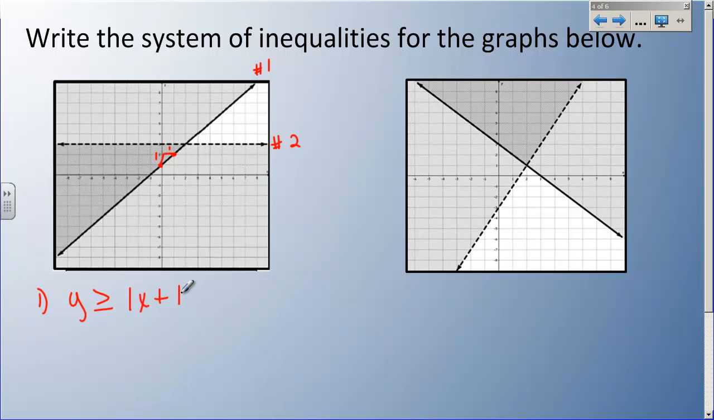So the equation for line number 1 is y is greater than or equal to x plus 1. Now line number 2 is a horizontal line, which tells me it is going to be just y. What I have to look for is my symbol. If you look at your dotted line, the double shaded part is right here. It is below. So that tells me this is going to be less than, and because it's dotted, it's just less than. Since this is a horizontal line, all I have to worry about is the y-intercept, which is right here at 3. So the equation for that is y is less than 3.